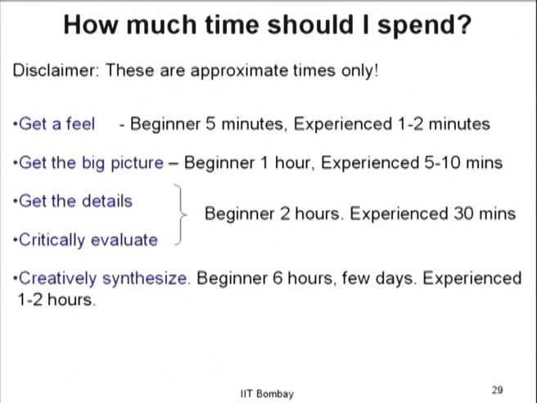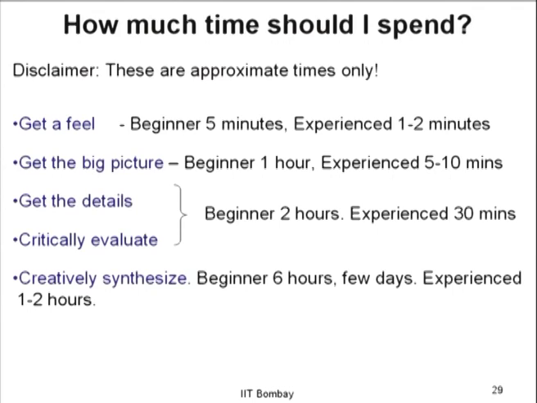Next question, how much time should I spend reading the paper? By the way, there is a big disclaimer here. These are very approximate times. It may be more or less, but these are typical times. And it varies depending on whether you are experienced or whether you are a novice in this practice of paper reading. To get a feel, as I said earlier, experienced people just take maybe 30 seconds to a minute. As a beginner, you might need 5 minutes, because all you are doing there is reading the title, seeing how long it is, trying to see what category it belongs to, and so on.